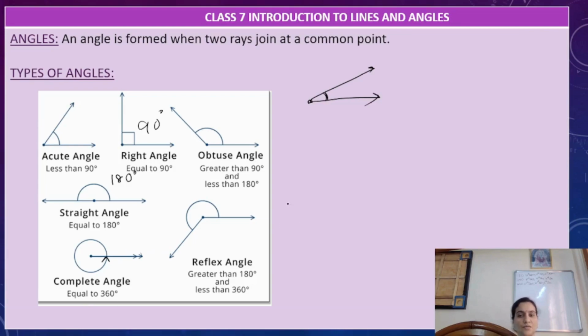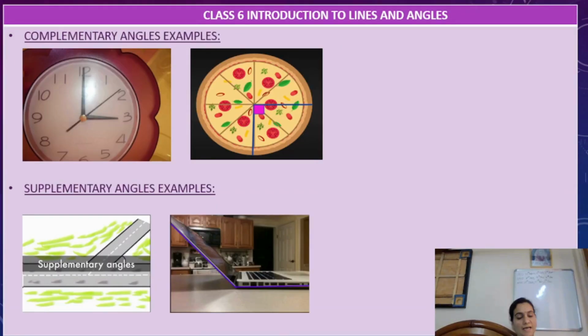Okay. So we learned acute angle, right angle, obtuse angle, straight angle, complete angle and reflex angle. 6 different types of angles. Now let's have a look at complementary angle examples as well as supplementary angle examples before we go ahead and solve some questions, just so that your memory gets refreshed if you do not remember as of now.